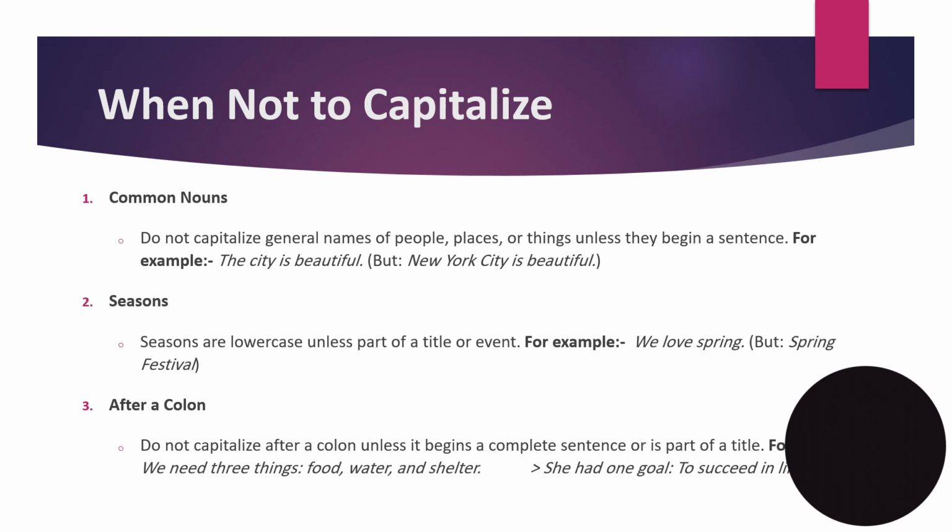When not to capitalize. For common nouns, do not capitalize general names of people, places, or things unless they begin a sentence. For example, the city is beautiful, but New York City is beautiful. So here, as you see, New York City is capitalized. Seasons are lowercase unless part of a title or event. For example, we love spring, so here spring is not capitalized. But Spring Festival, because it is part of an event, is capitalized.